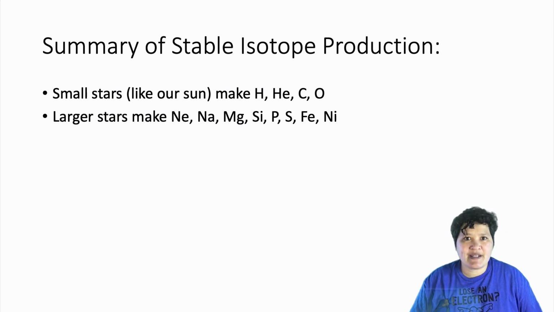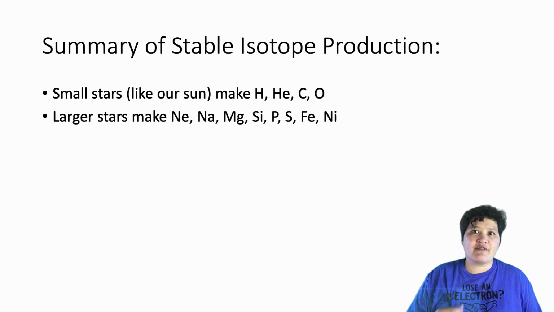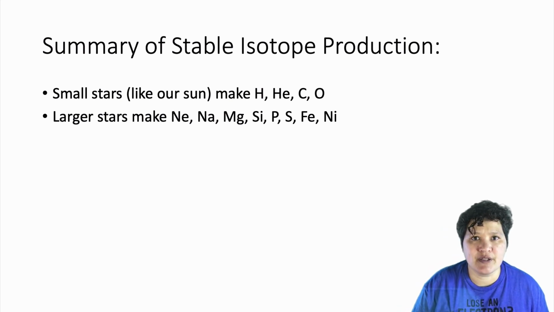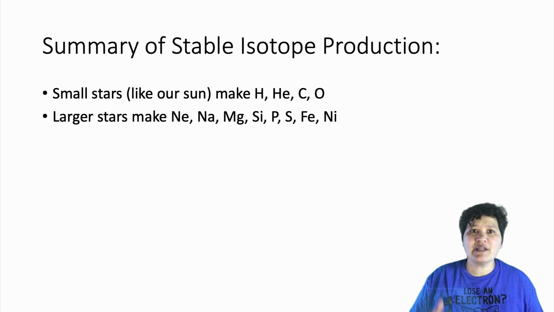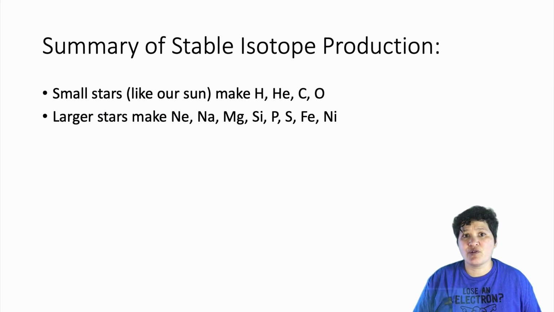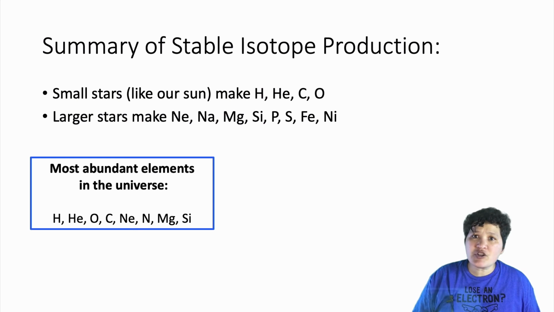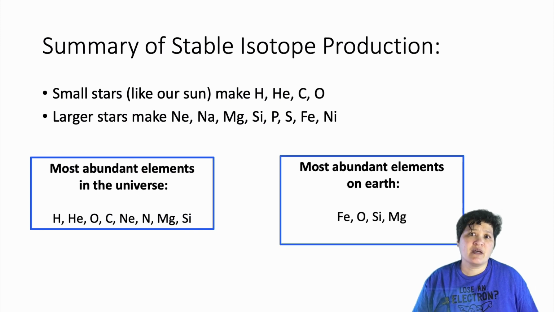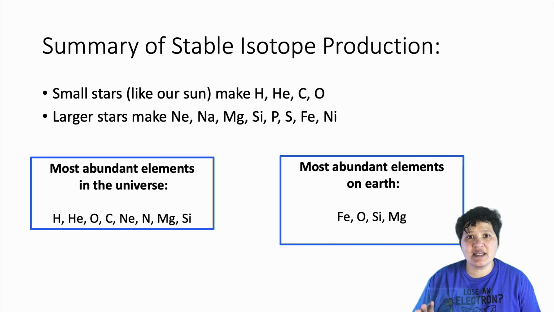So in summary, what we expect to see the most of in the universe is what we get from average-sized stars the size of our sun: lots of hydrogen, helium, and a bit of oxygen, carbon, and nitrogen. We also expect to find a reasonable amount of what larger stars make: neon, sodium, magnesium, silicon, phosphorus, sulfur, iron, and nickel. Now I want you to look at the most abundant elements in the universe: hydrogen, helium, oxygen, carbon, magnesium, and silicon. All of those are found in the lists that I gave above. Consider the most abundant elements on Earth: iron, oxygen, silicon, and magnesium. Again, these are all found in that list of elements commonly made by stars.